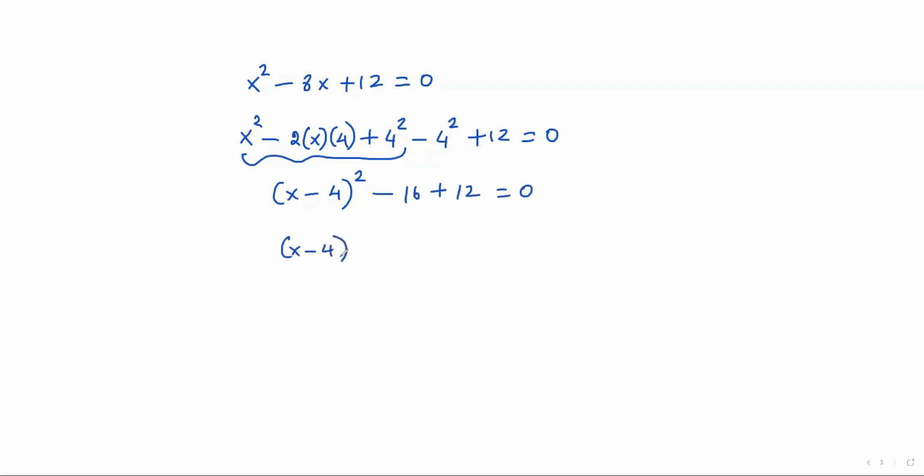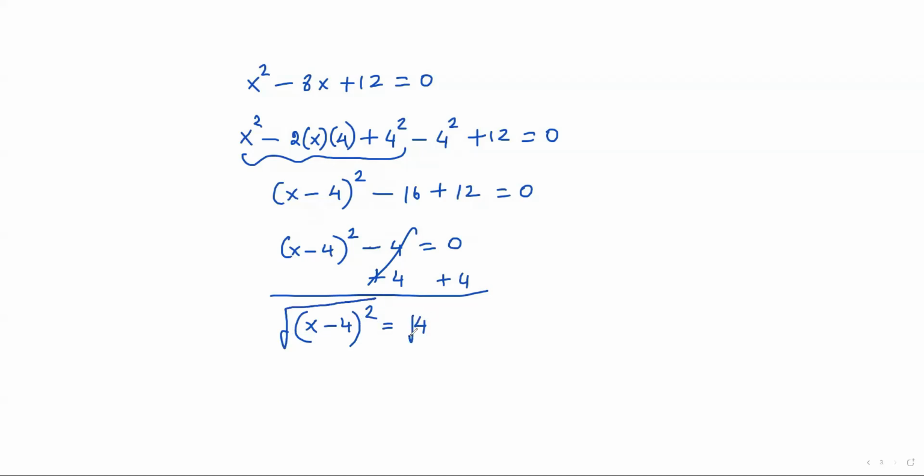So (x minus 4) the whole square. When I combine these two values, I'm getting negative 4 equals 0. I'm adding 4 to both sides, because I have to get rid of this negative 4. (x minus 4) the whole square equals just positive 4. To get rid of the square, I'm taking the square root on both sides. In front of the square root, I'll have a positive or negative sign. On the left side, the square root and square cancel out.